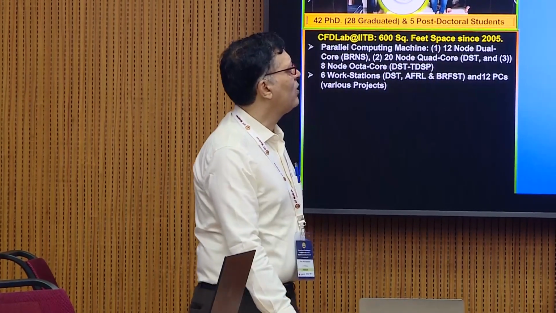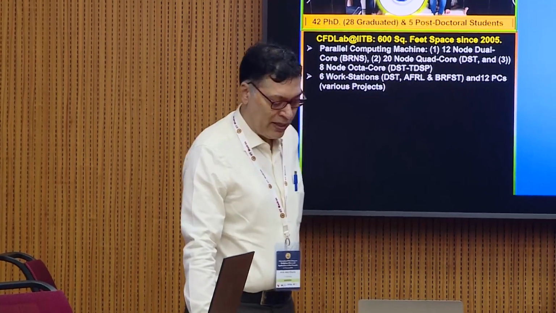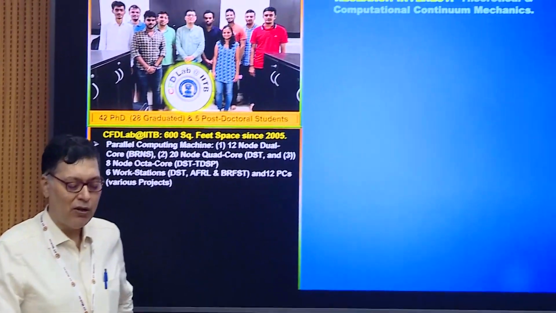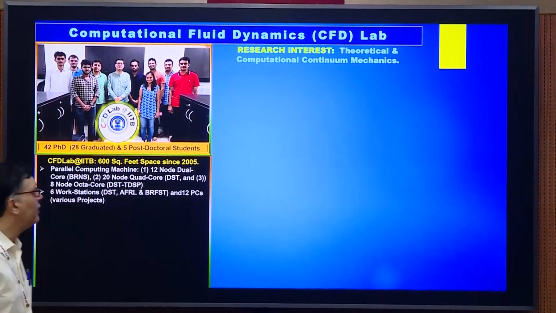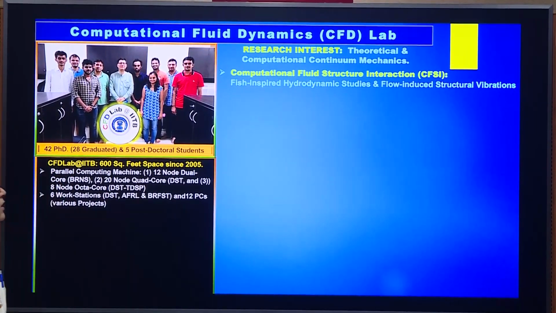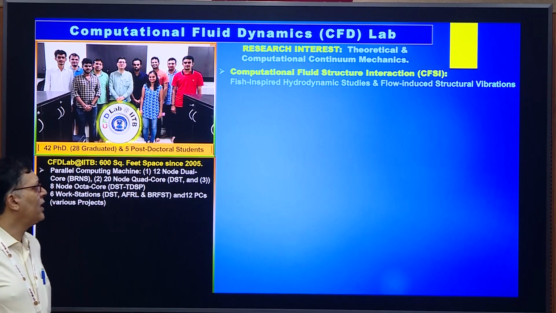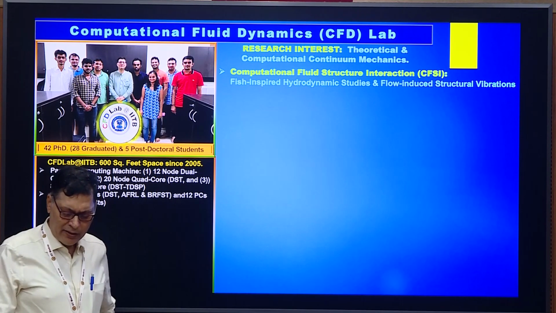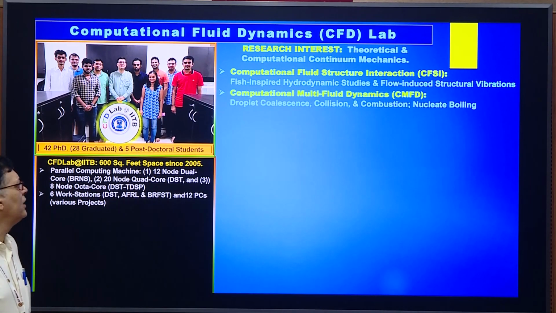So this is the computational fluid lab in which the students work. My research interest is mainly on theoretical and computational continuum mechanics, involving both developing in-house code and methodology for fluid mechanics as well as solid mechanics. So we work on multiphysics problems, on computational methodology development as well as application for computational fluid structure interaction, where in the last, I would say, 10 years, we have worked on fish-inspired hydrodynamic studies and flow-induced structural vibrations.